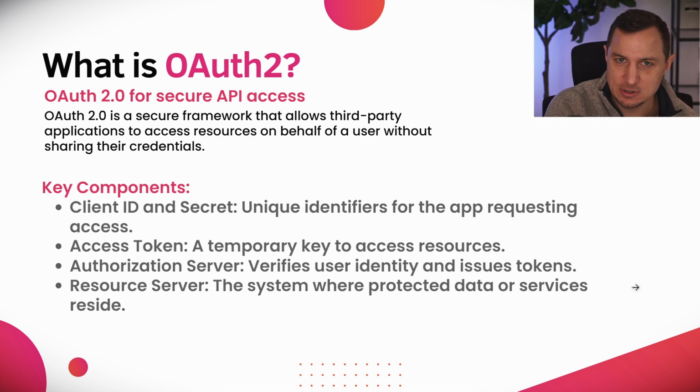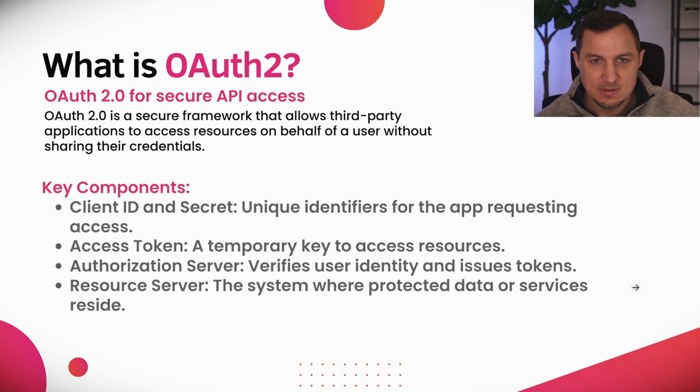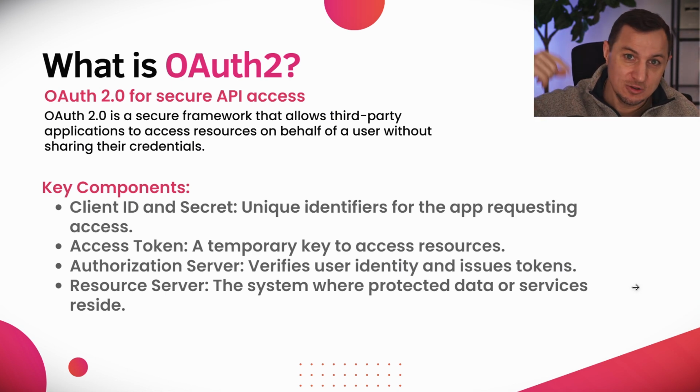So let's say our make.com app, our scenario, is trying to access an API. We need to have a client ID and a secret which are specific to our make.com application. Then there is this thing called access token, which is a temporary key to access resources. When you are logged into the server, you get the access token, and this token is just a very, very long string or a bunch of characters, so to speak. This token has all the details about you having access to a certain piece of a server.